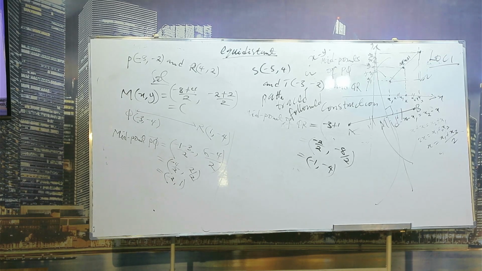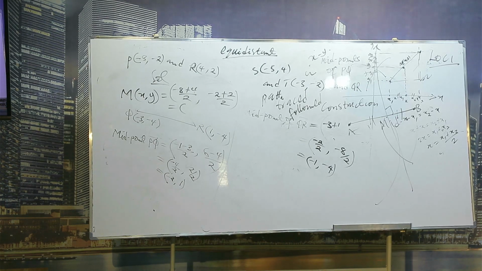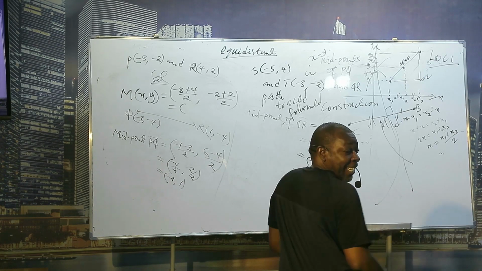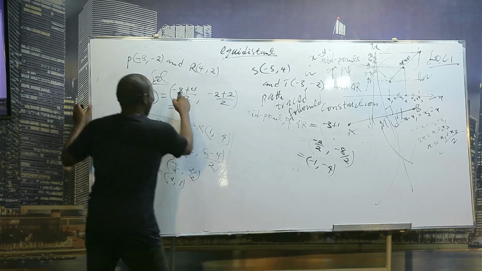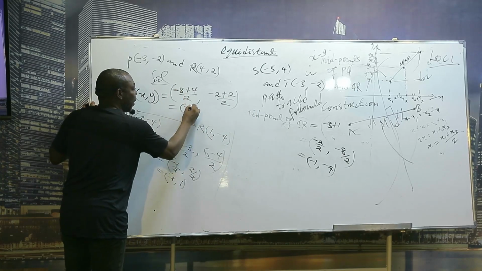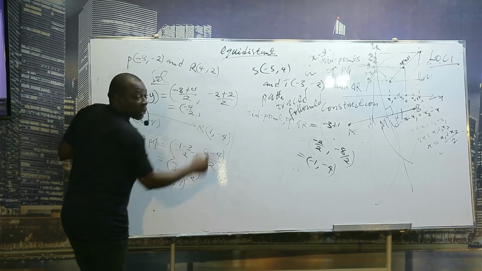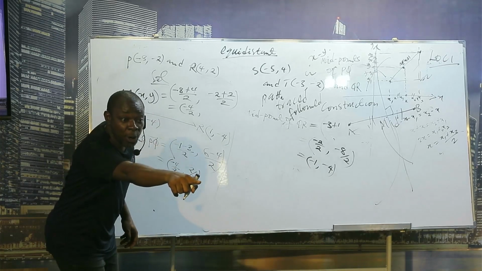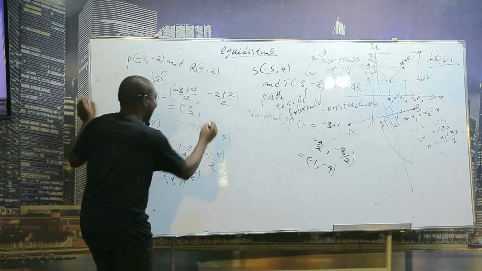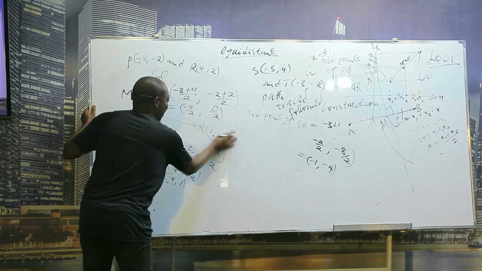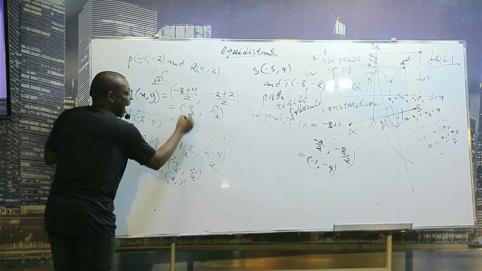Minus 4. You see, the Spirit of God is working. The moment I touched you, the answer came out. Who was blocking? Me, a man of God like me. Minus 4 over 2. Minus 2 plus 2 is 0, so 0 over 2. What is the answer?